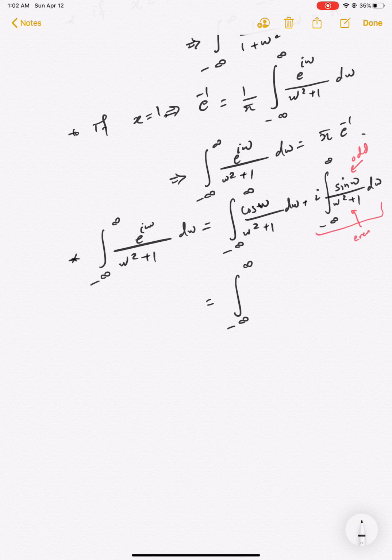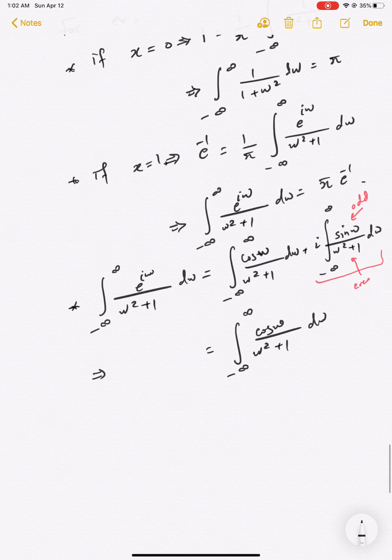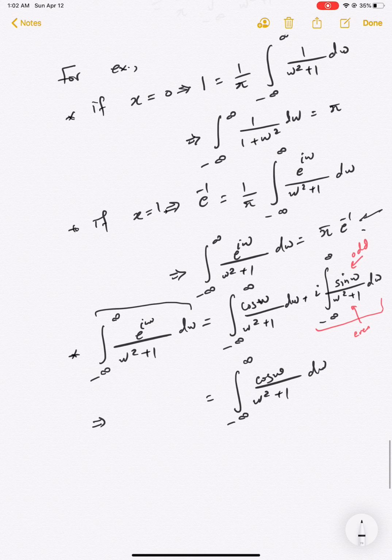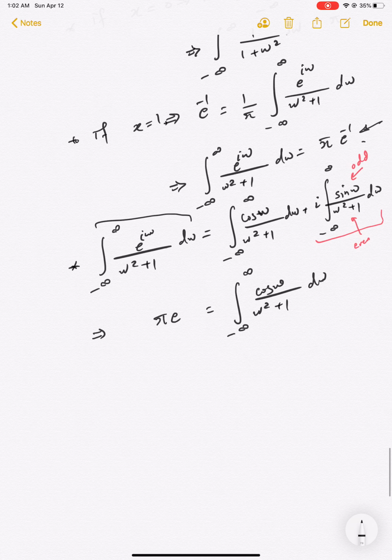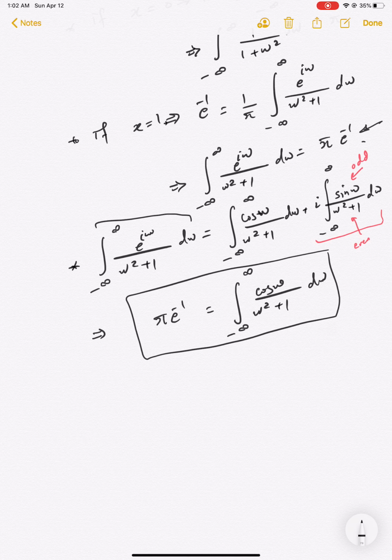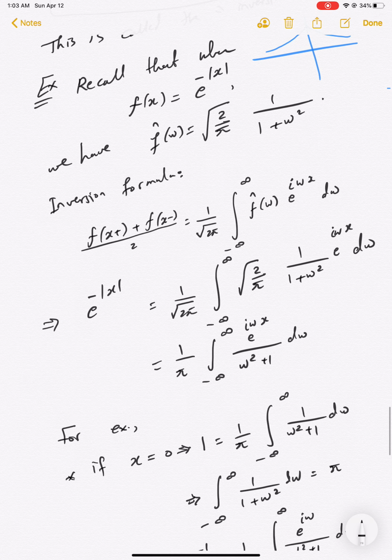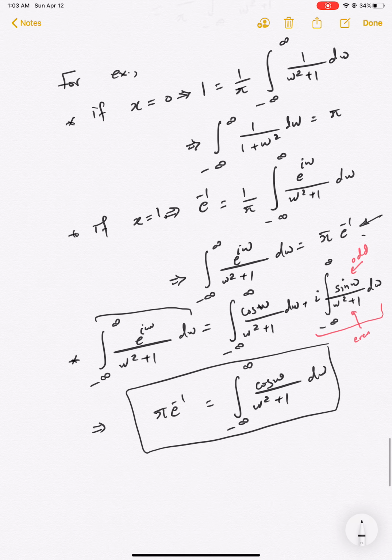So this is the integral from negative infinity to infinity of cosine omega over omega squared plus 1 d omega. What is that equal to? This is equal to this, right? But this here is equal to pi e to the negative 1. So this is a new integral that we cannot compute using any of the calculus techniques. Now we can do it. Yes, now we can do it. Okay, so this is one advantage of using the inversion formula.